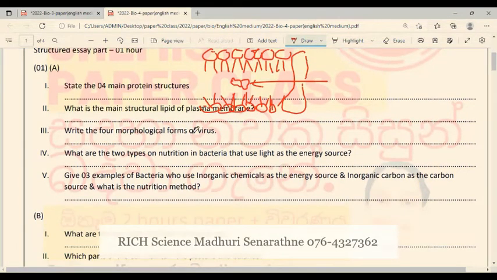Write the four morphological forms of virus. First one, icosahedral. Second one, helical. Third one, complex. Fourth one is enveloped. What are the two types of nutrition in bacteria that use light as the energy source? They use light as the energy source, so the name should begin with photo. No? Photo.